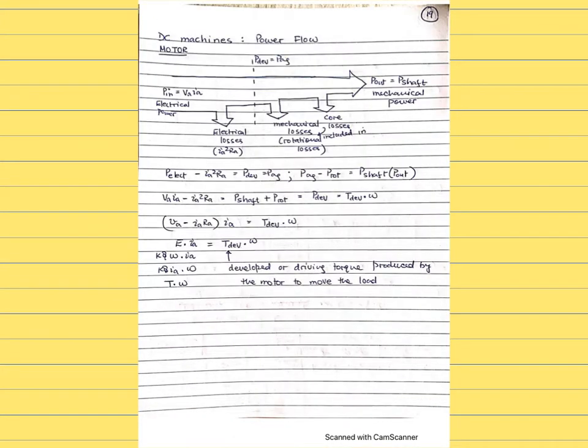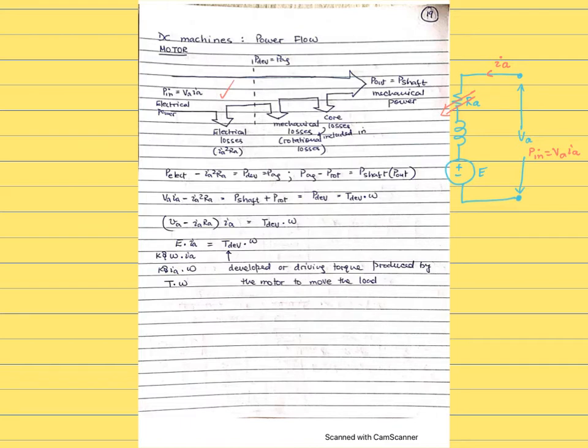Now we're going to look at the power flow in the motor. In case of a motor, it's a little different. So again, let's start with the equivalent circuit. In case of motor, this is where the power supply is applied, so this is where the input power is coming from. Here is the input power, which is given by VA IA, the electrical power, and the current goes into the machine. Okay.